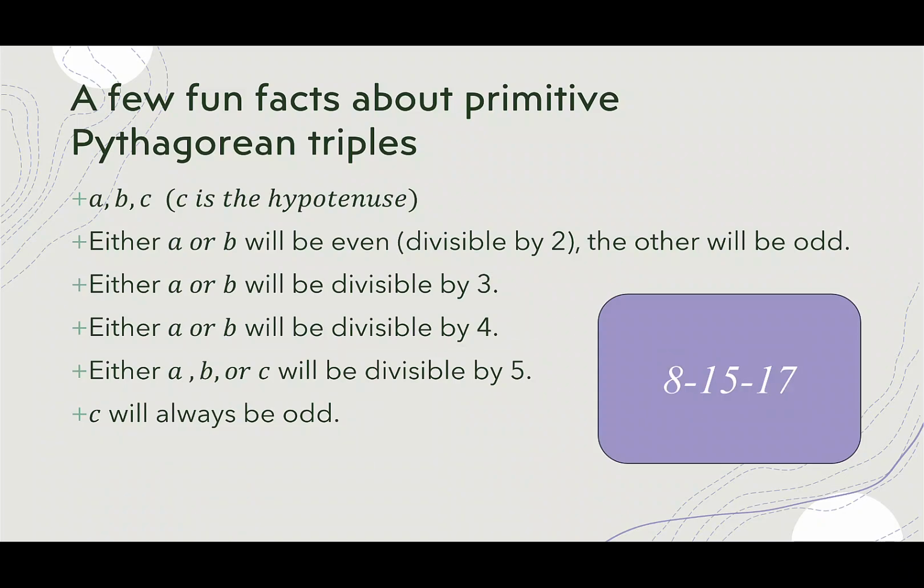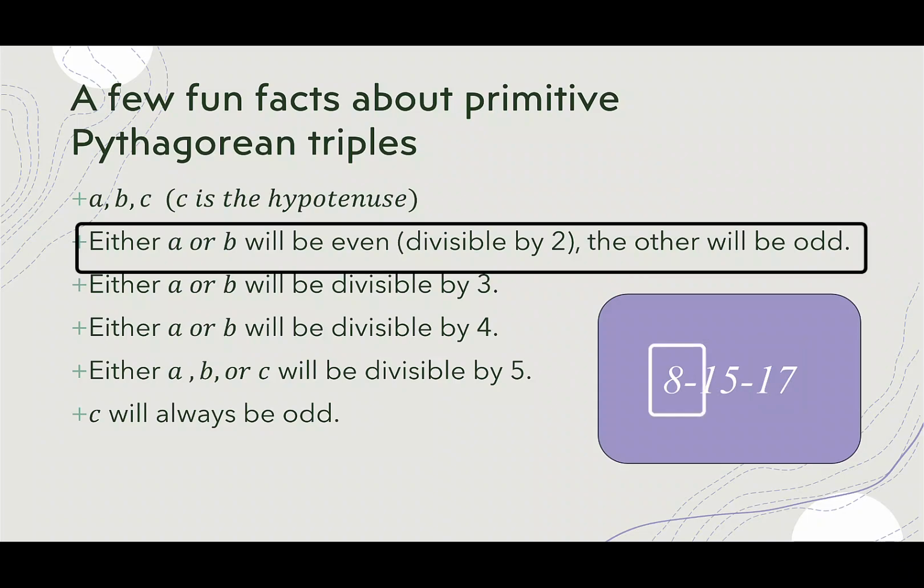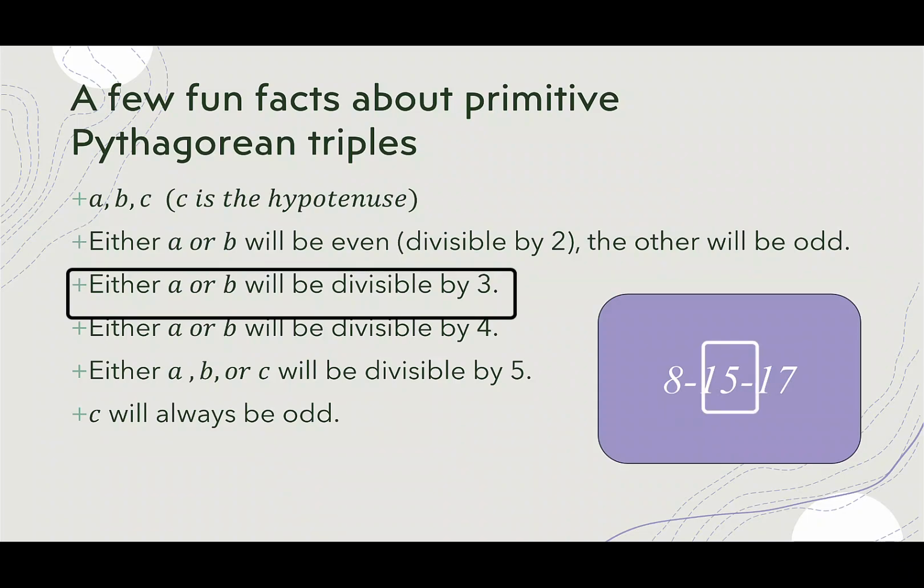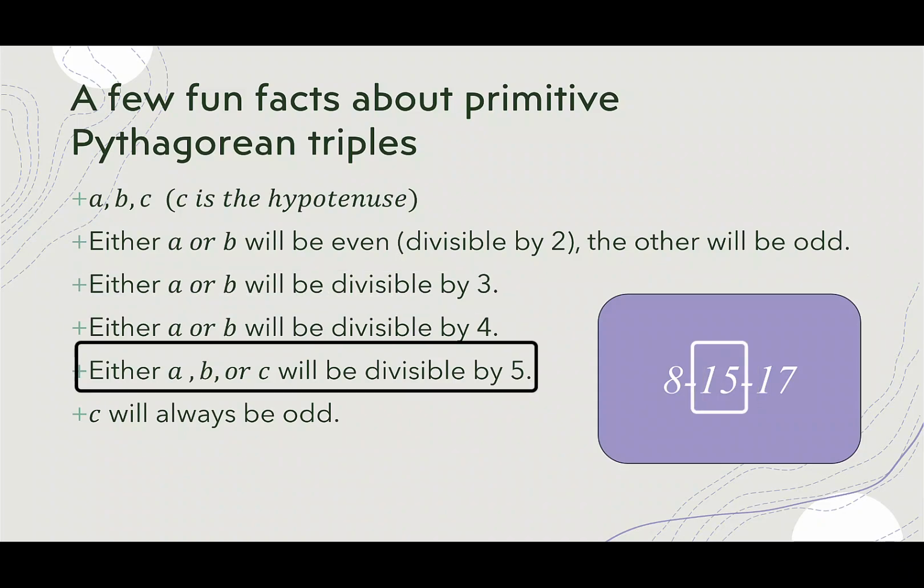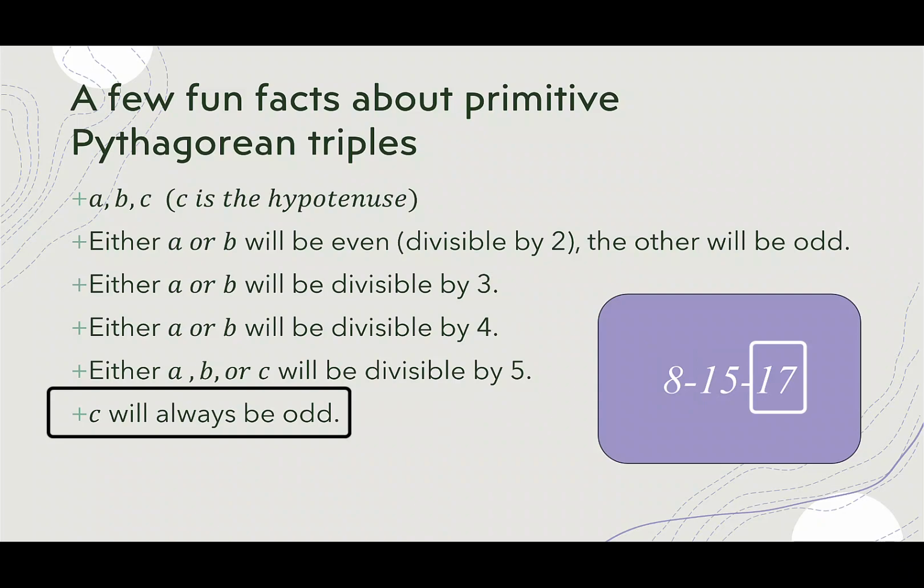Let's try one more. I have 8, 15, 17. 8 is even, 15 is odd. 15 is divisible by 3. 8 is divisible by 4. 15 is divisible by 5, and our hypotenuse was once again odd.